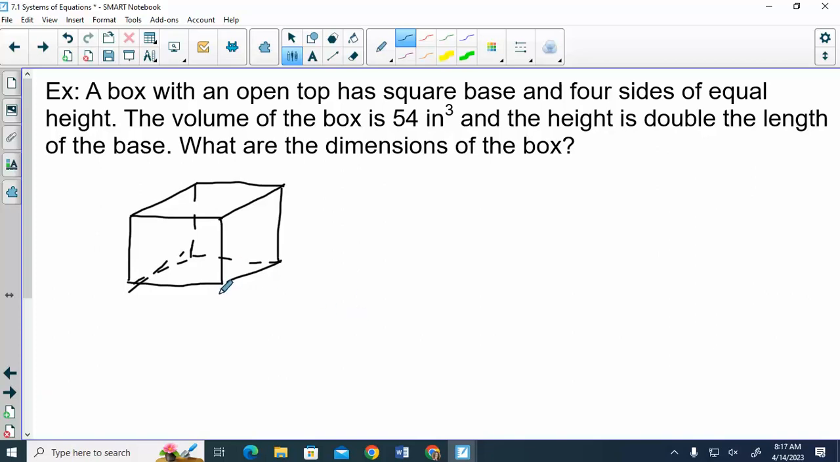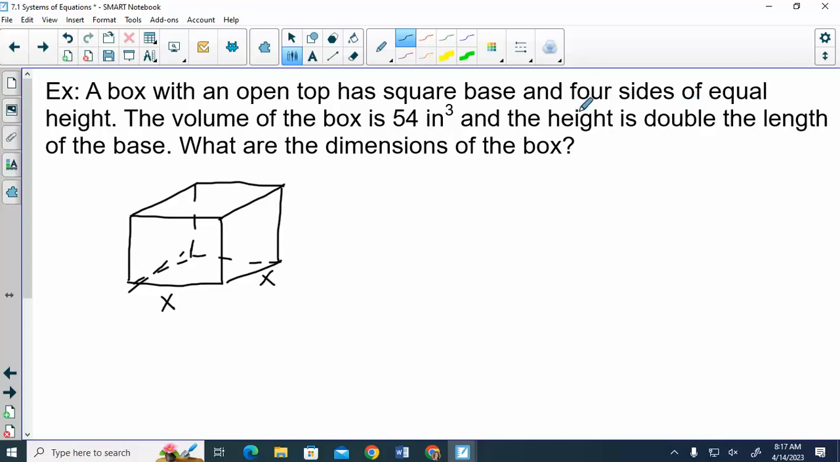Okay. The first thing it says, it has a square base. What do you know about squares? All sides are the same. Okay, so I could pick a variable. If I say x, both of these are x. The base is square, so the sides are the same. This counts for defining my variables if I'm labeling it in my picture.